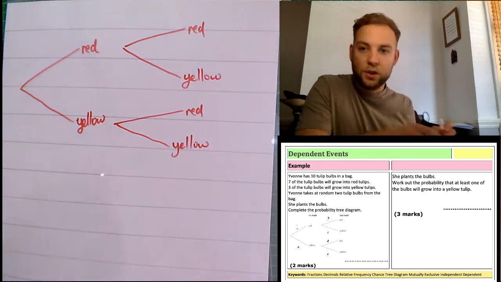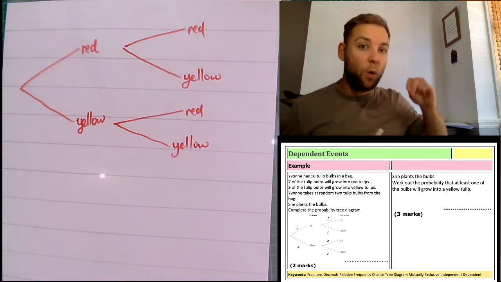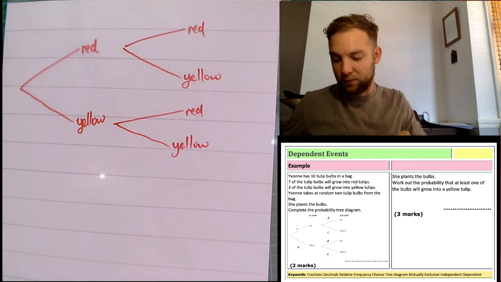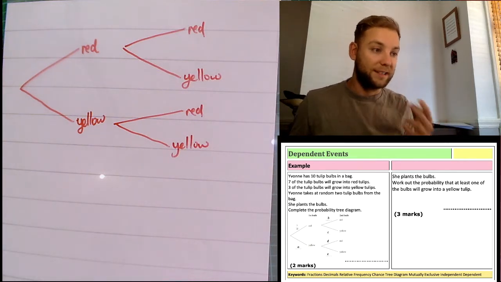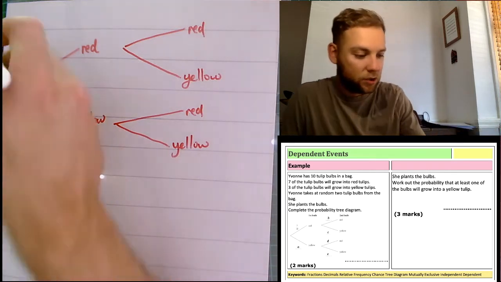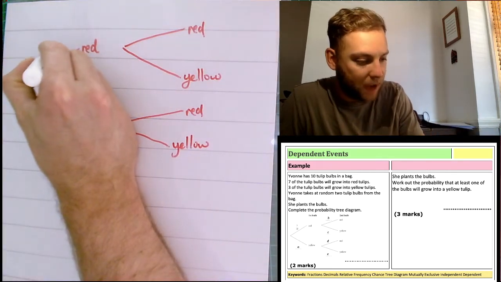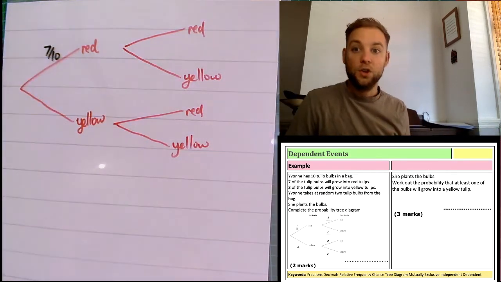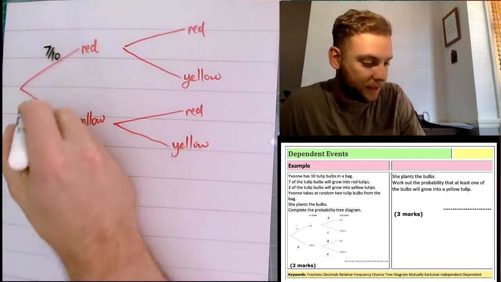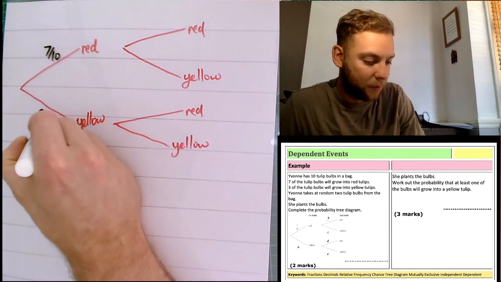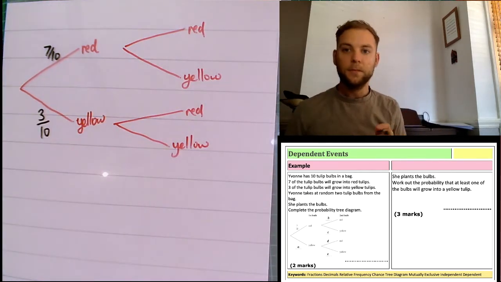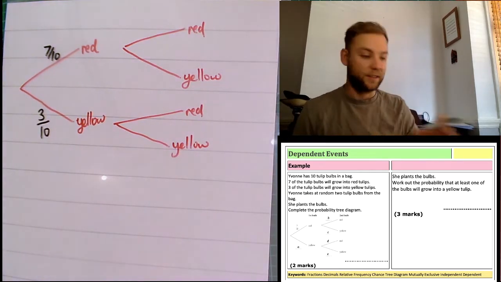Brilliant. So what we're looking at here is what is the probability of picking red on your first pick. Now there are 7 red bulbs in here out of 10. So the first one here is going to be 7 out of 10. Brilliant. So what's the probability then of picking yellow? Well, there's 3 in here which are yellow, so that's going to be 3 out of 10.